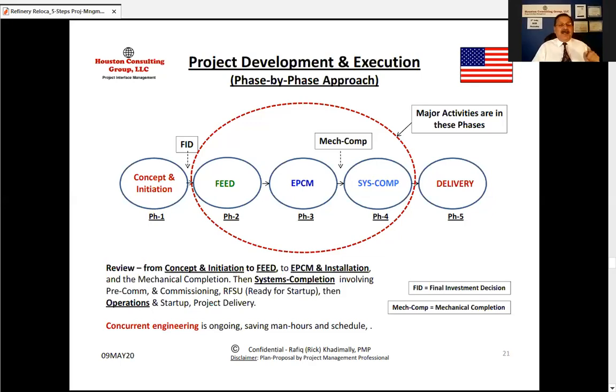Okay, and concurrent engineering is always ongoing, saving man hours and schedule. By the way, locate my presentation, Interface Management Energizes Concurrent Engineering on Mega Projects, that is applicable on all the projects. So interface management has energized concurrent engineering. Concurrent engineering is many discipline engineering working at the same time in liaison with each other. Okay, that you save the man hours and you save the schedule.